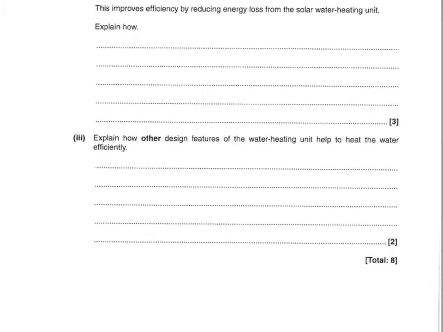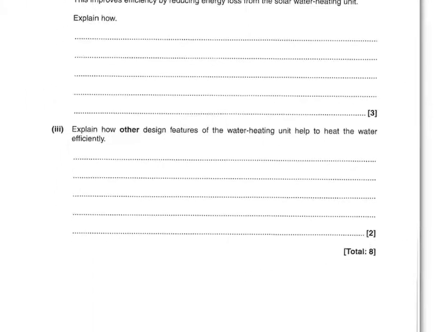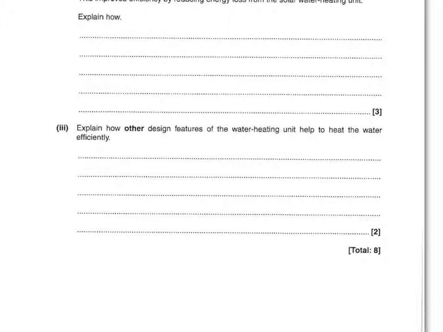The next question says, explain how other design features of the water heating unit help to heat the water efficiently. So 2 marks here. Firstly, there's the black surface is used because it absorbs heat. You could say soaks up for absorbs, but you can't say attracts. So the black surface absorbs or soaks up heat. And the other good thing, and that's what we'll mark the other one, is that the shiny surfaces are used because they'll reflect the heat back in to hit the cylinder. So 1 mark for saying the black surface absorbs the heat, and then another mark saying the shiny surfaces reflect the heat.